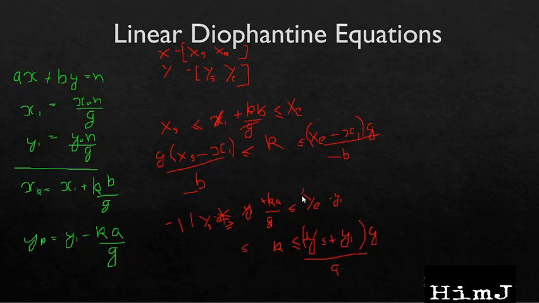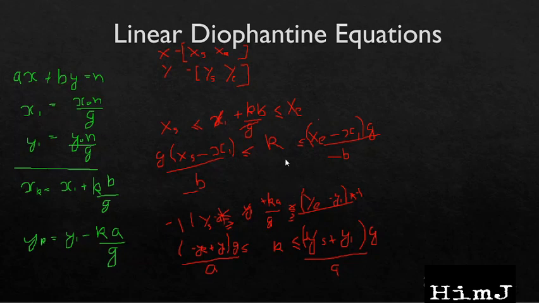Similarly, this will be multiplied by minus 1, and the sign will get reversed. So this value should be greater than this thing. So what will be this? Minus ye plus y1.